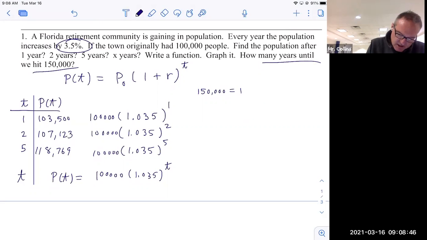Right. By the way, this is what city planners do. In fact, this is what Upper Merion does, where we have to look at population growth models to decide if we want things like a new high school.